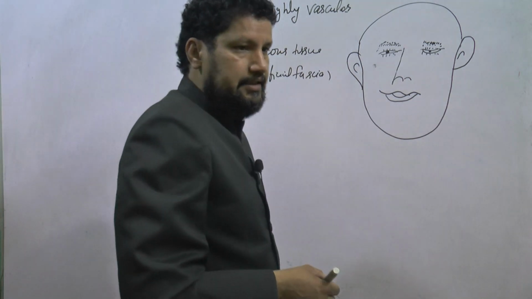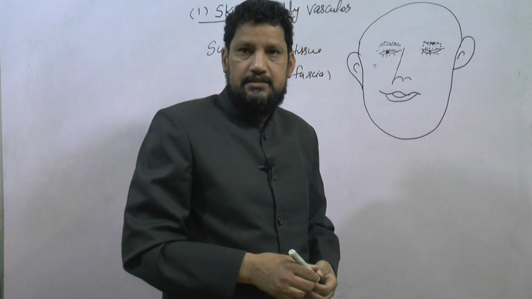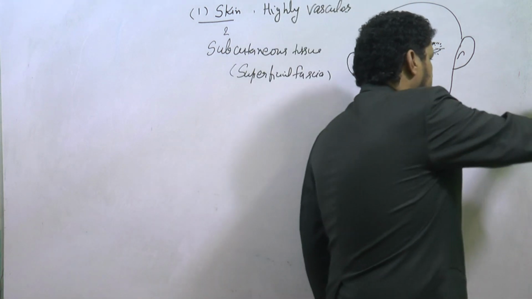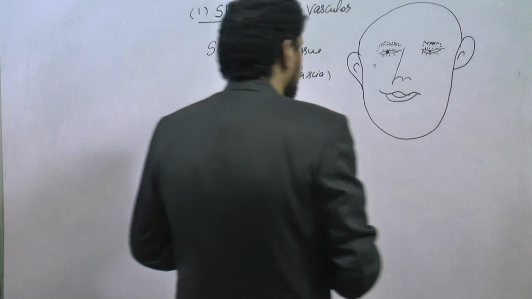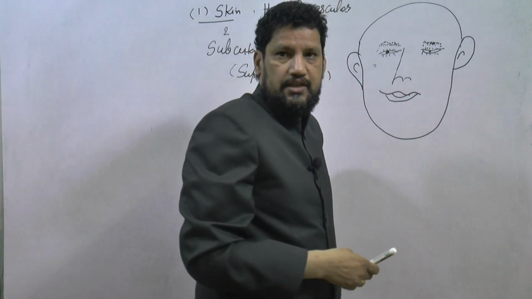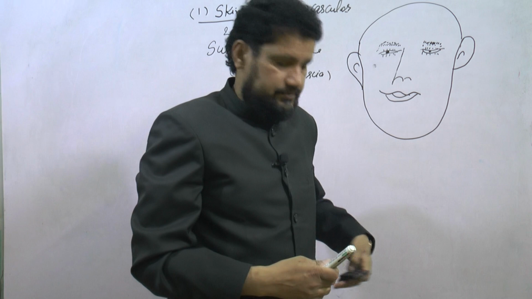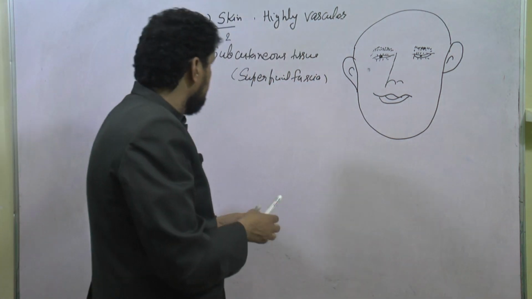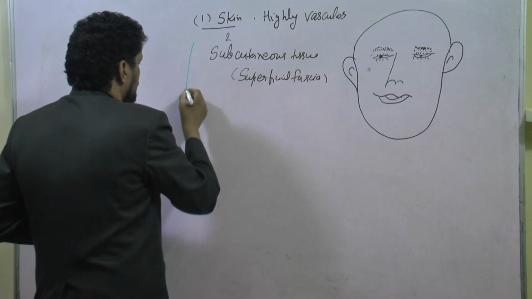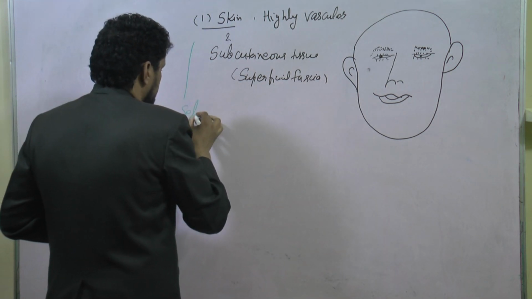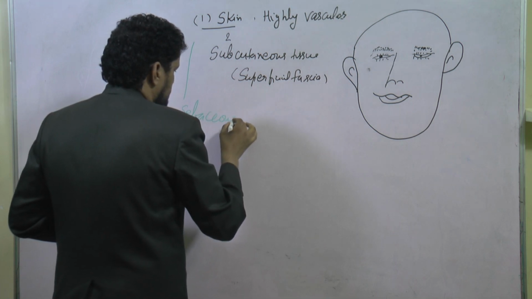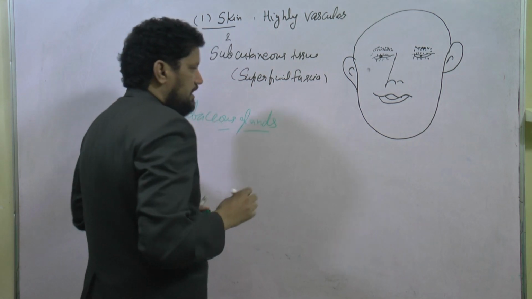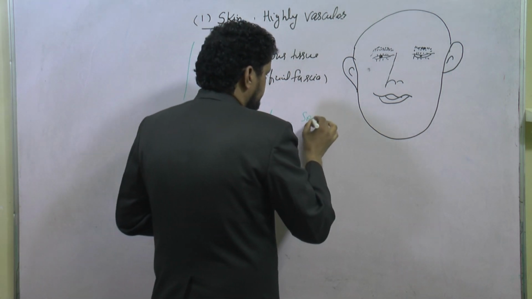The skin has sebaceous glands and sweat glands also. The sebaceous glands are under hormonal control. Sebaceous glands are not under neuronal control. So sebaceous glands are under hormonal control, and these are under control of the sex hormones.